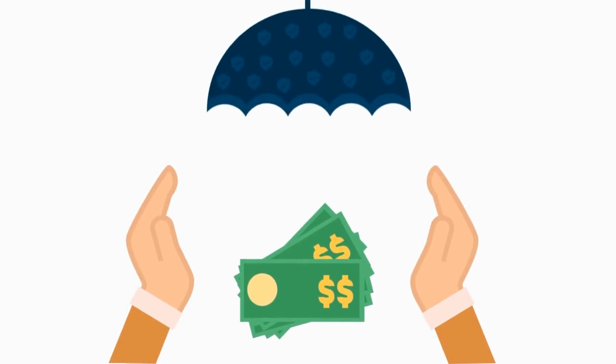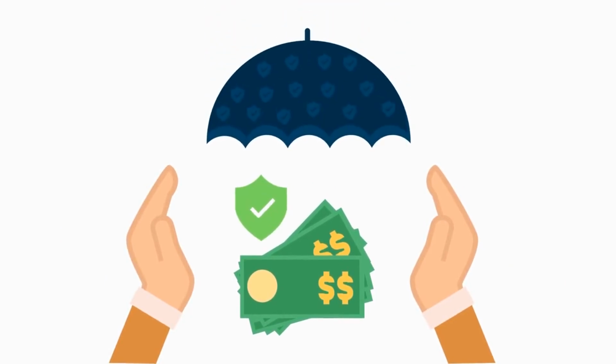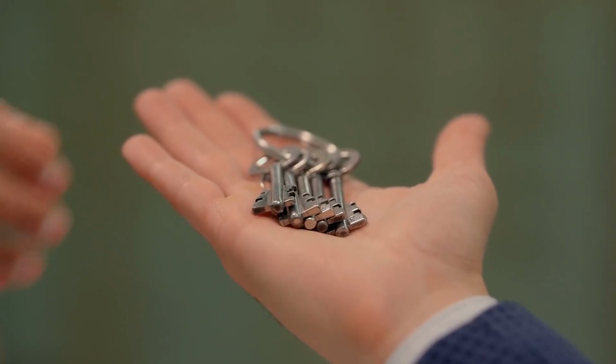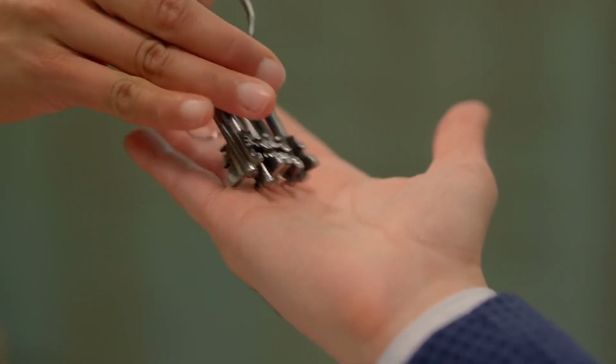5. Protecting assets. Consider incorporating asset protection strategies into your estate plan to safeguard your wealth from potential creditors, lawsuits, or other risks. This may involve setting up trusts or structuring your assets in a way that provides increased protection.